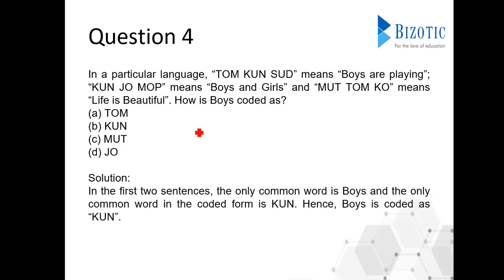Okay, so first we have to identify what our question is. Boys. Look at the three messages and find out where this word appears. In the first message, Tom Kun Sat means boys are playing, so definitely in this message we have our boys code. And the next one, Kun Jo Mop means boys and girls. So in this case also we have boys. But in Mat Tom Ko, life is beautiful, we don't have boys, so we can directly ignore this one and focus on these two messages, Tom Kun Sat and Kun Jo Mop.